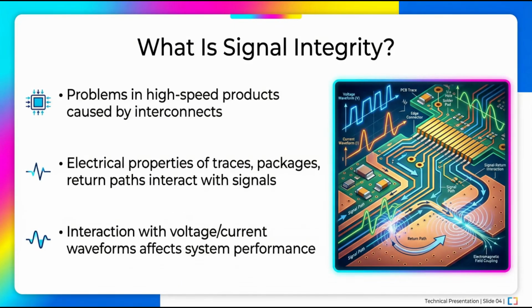What is signal integrity? Signal integrity refers to all the problems that arise in high-speed products due to interconnects. It's about how the electrical properties of traces, packages, and return paths interact with the voltage and current waveforms of digital signals, and how that interaction affects system performance.